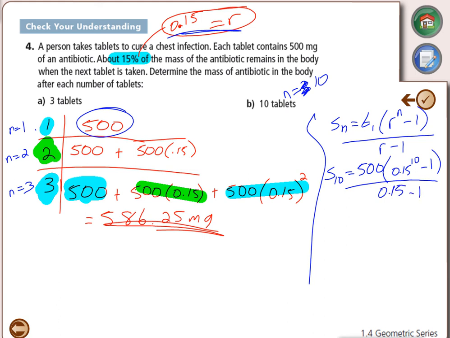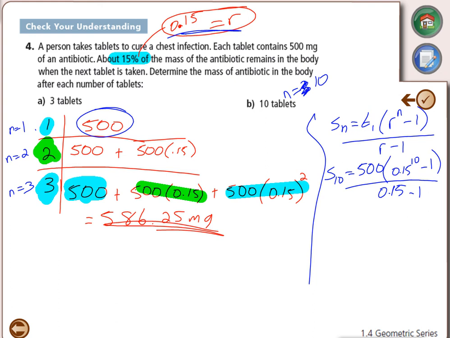Okay, so after 3 tablets, we had 586 milligrams. Now we're going way more tablets. We're 10 tablets down the line. It kind of seems maybe we should have a lot more of this antibiotic in our body. Let's see what the math says here.